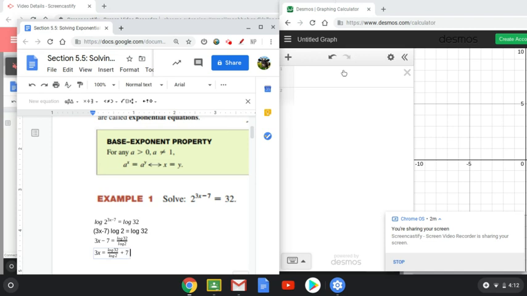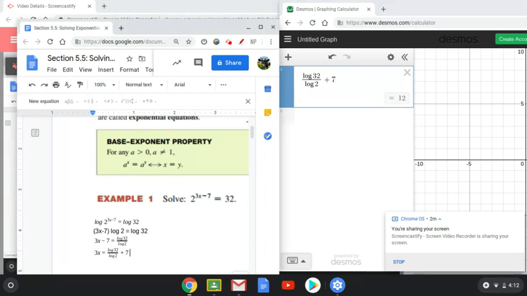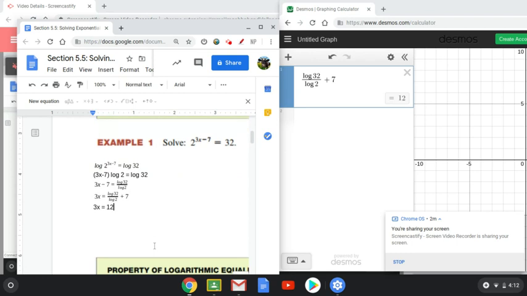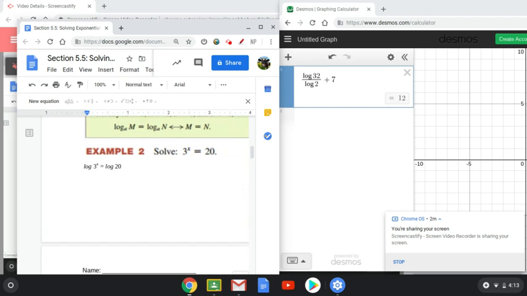Just to simplify things, I'm going to type that in Desmos so we can get a decimal for that. So log of 32 over log of 2 plus 7 as a decimal is just 12. So what I actually have here is that 3x equals 12. That's pretty easy to solve. How do I solve that? Well, I divide 3 to the other side, and I find out now that x is 4. And I'm done.